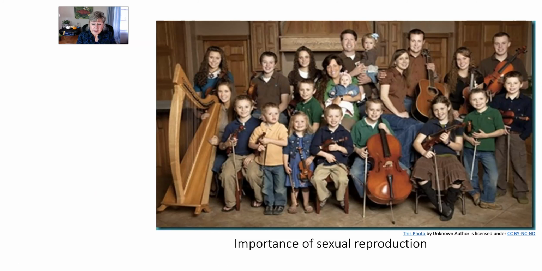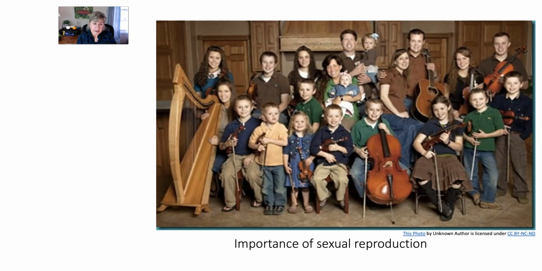Okay, and then I want to talk about the importance of sexual reproduction. Wow, this picture is so fuzzy. Now, a lot of you will know this family from television. This is the Duggar family. And the reason that I have them on here is because these two parents made all these children, and I doubt if this is the right number from this picture, because don't they have 19 children?